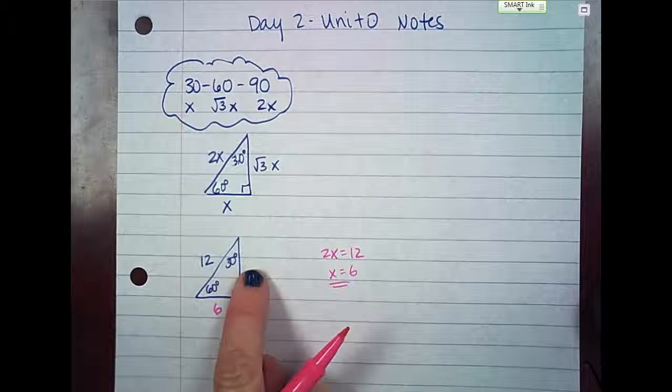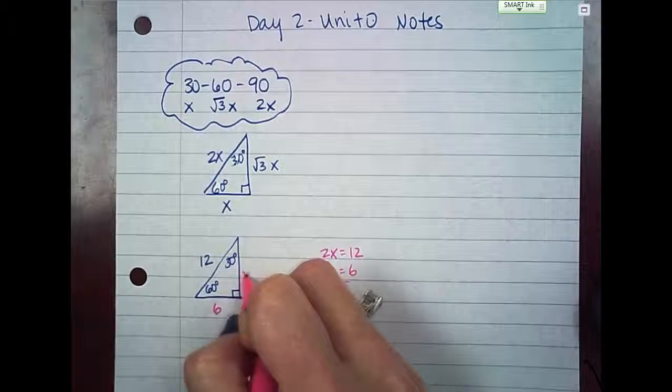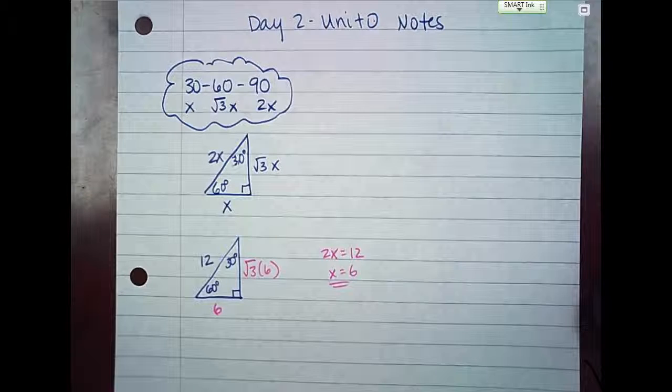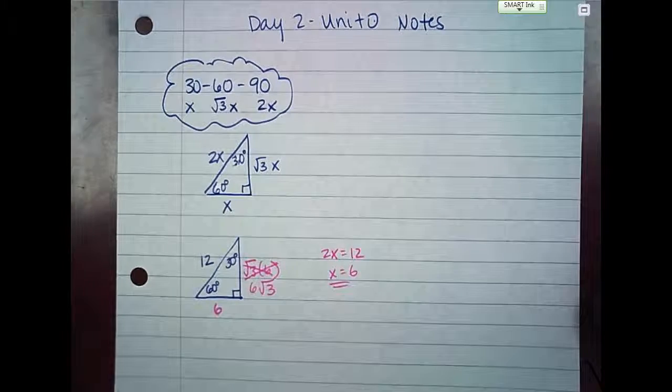What's this? If x is 6, how do I fill in this side? Square root of 3 times 6. But we don't write it like that, do we? What goes in front? The number or the radical? Right, so how do we write it? 6 root 3. Do what? I remember that. Remember that part. Okay, one part at a time.